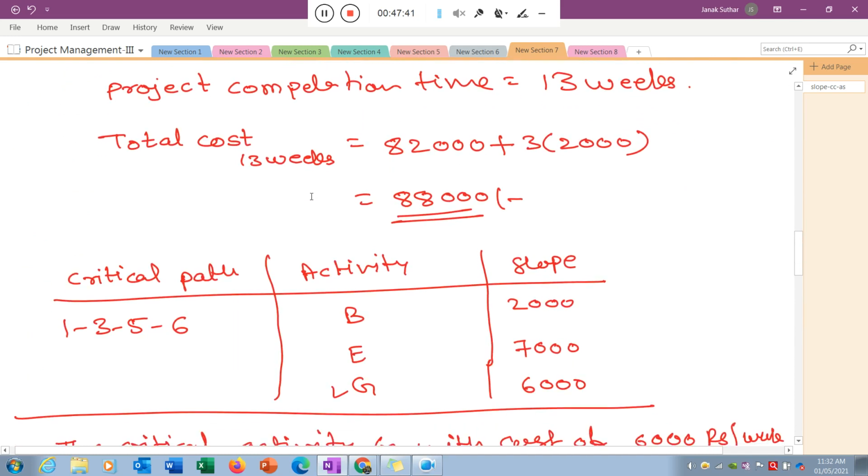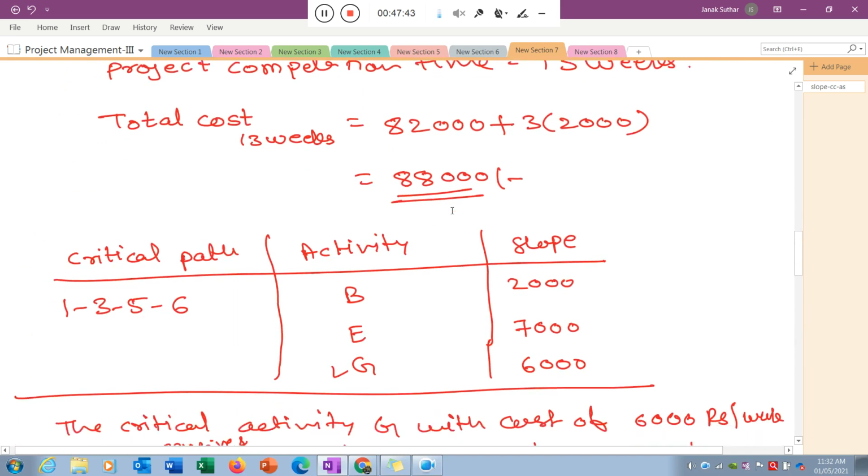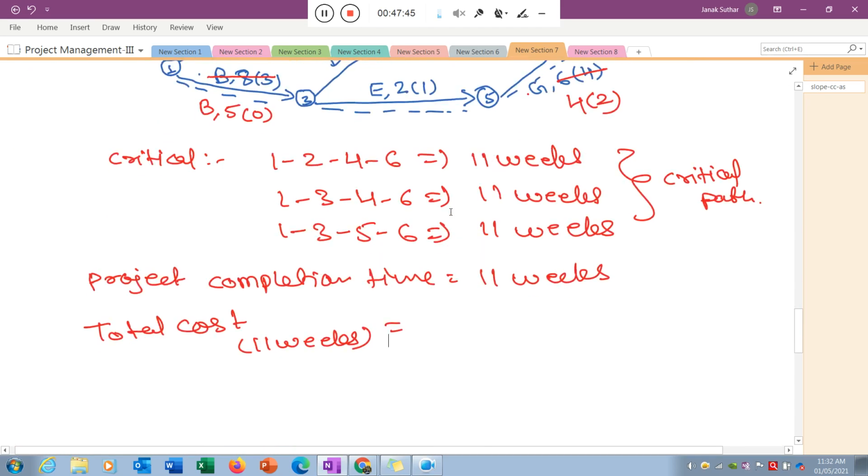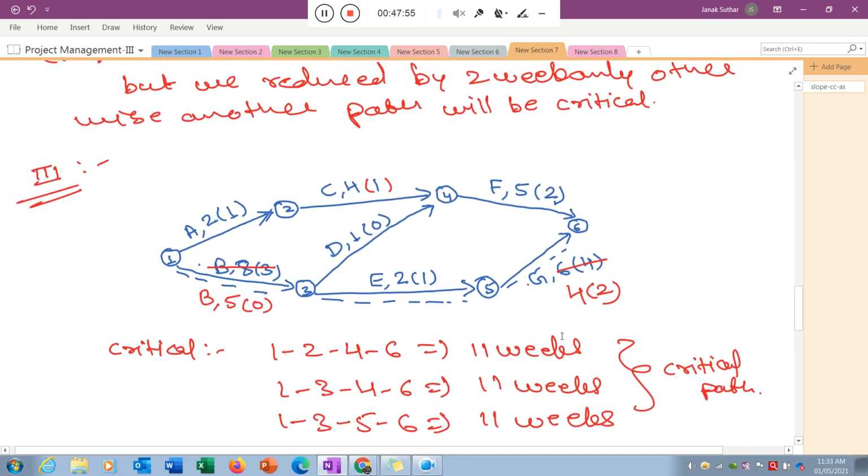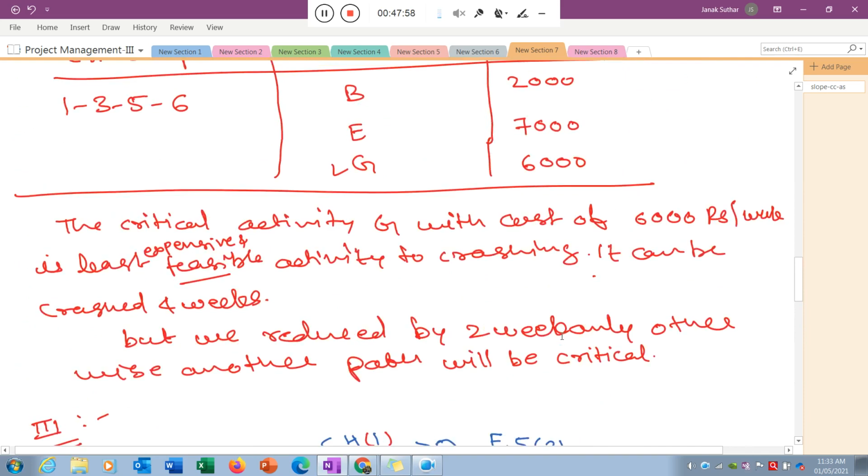a previous 13 weeks. How much cost is there? That is 88,000. So I just put here, in the 13 weeks the cost is 88,000. Now I reduce my project time by, you can say, 2 weeks. Okay, so which activity do I reduce? Actually I reduce activity G by 2 weeks.